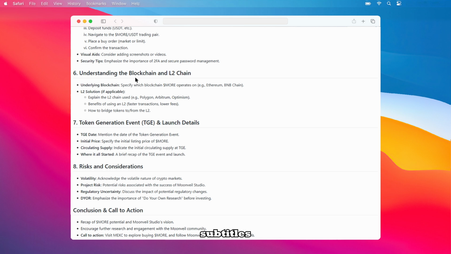In conclusion, $MORI offers potential tied to Moonveil Studio's vision. We encourage you to do further research and engage with the Moonveil community.